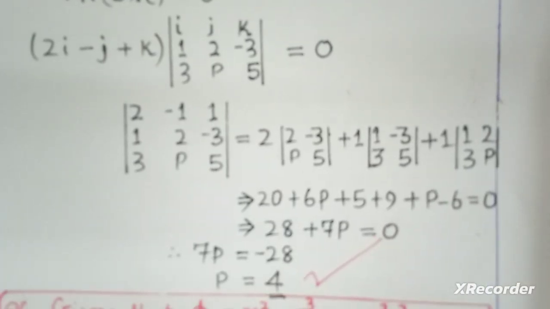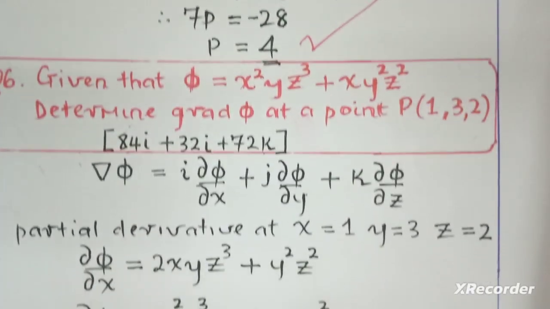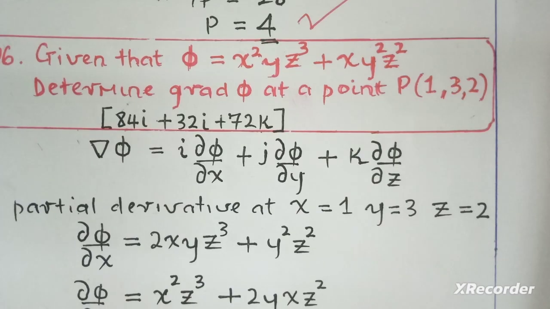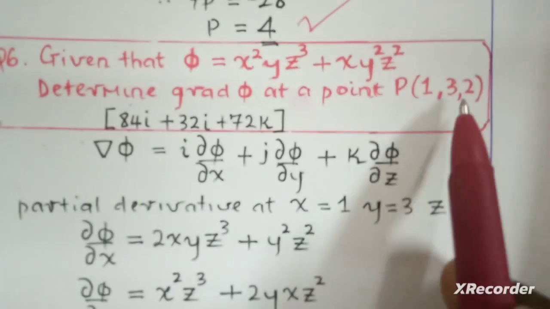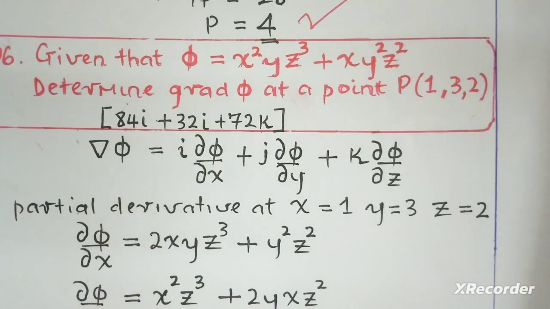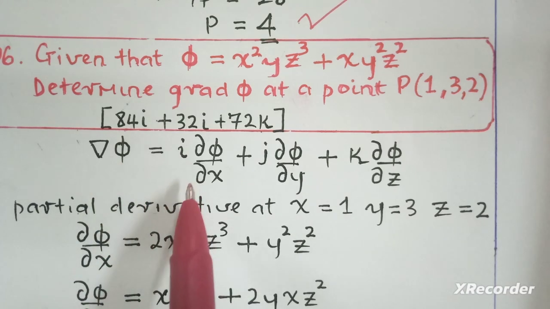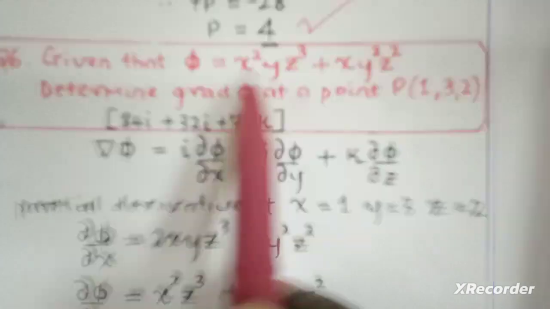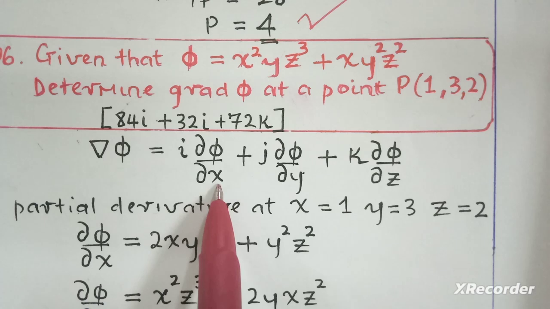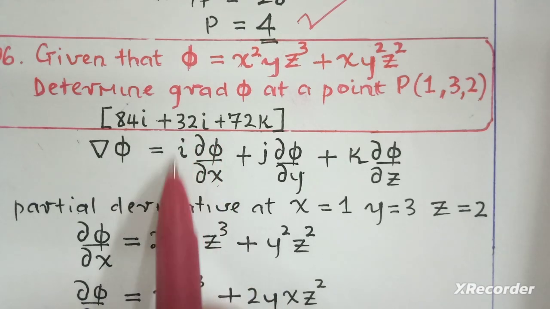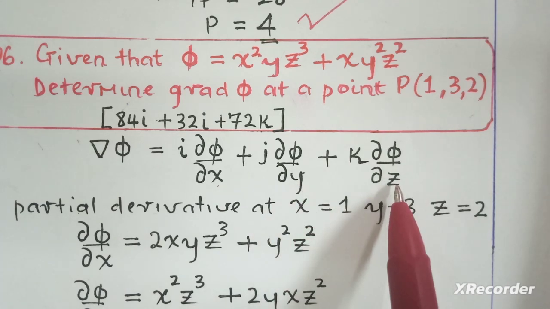Yes, from there, guys, we come to this other question, which is written: given that phi equals that, determine grad phi at a point. So this is our solution, guys. And this one we do by using what we call partial differentiation. First, partial differentiation with respect to x, that is for i. And for j, we do the partial differentiation with respect to y, and this one with respect to z.